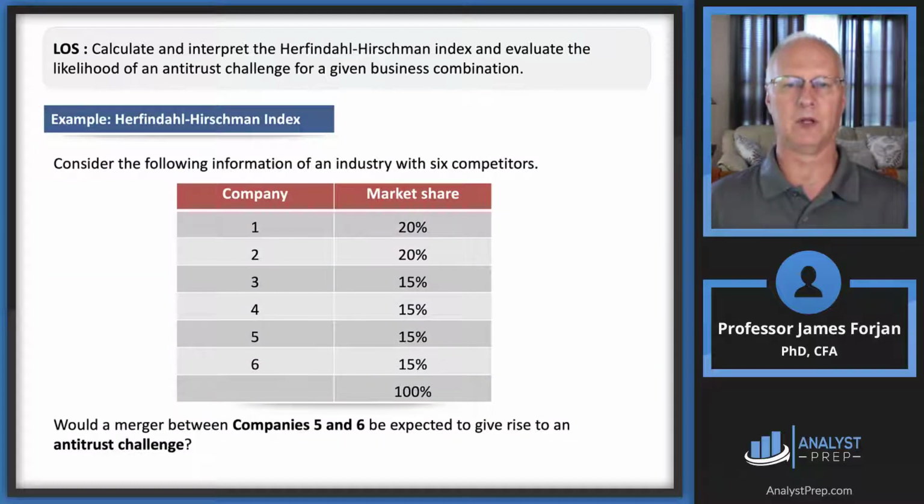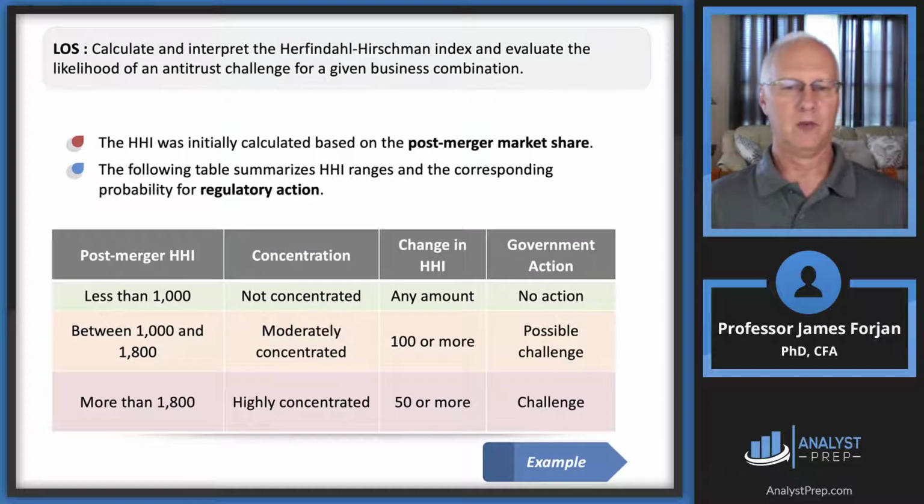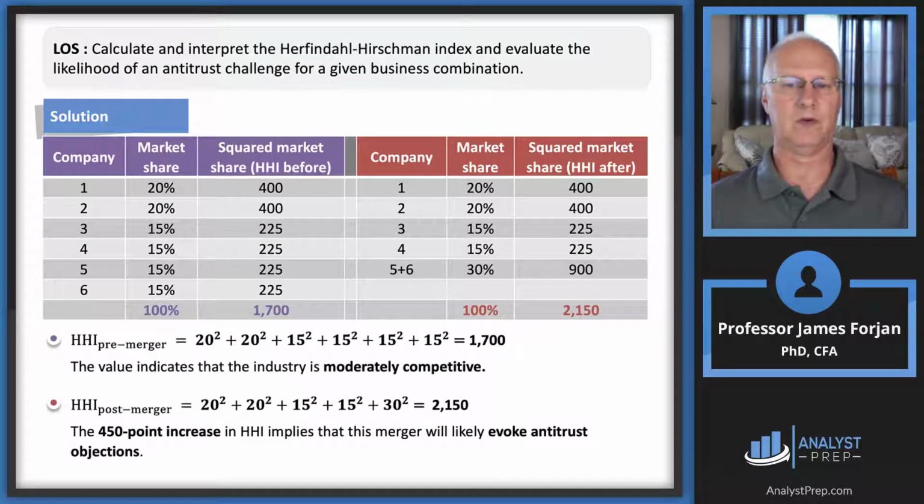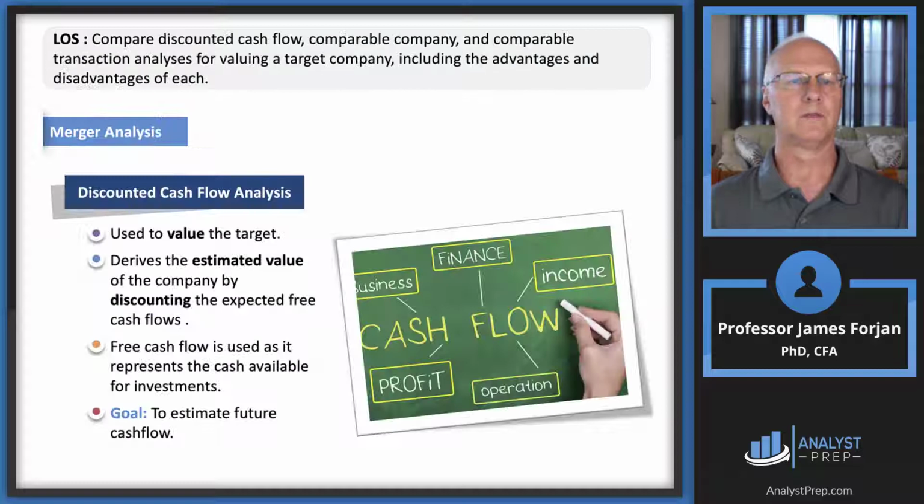So that is two indications here. Let me go back here real quickly. So what did we say here? More than 1,800 and 50 or more of a change. So where are we here? We're at 2150, so that's more than 1,800, and the change is 450. So yeah, this is probably going to be where the Mr. and Mrs. government official is going to knock on our doors saying, yep, we need to take a look at this.